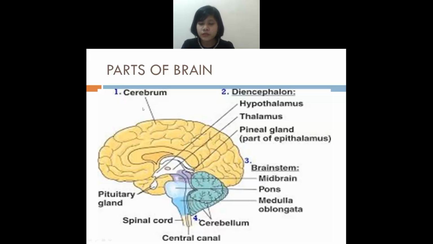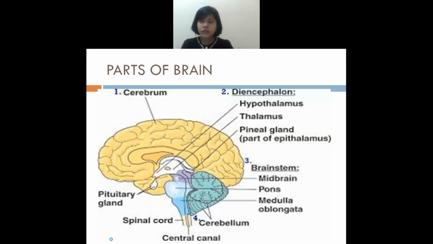So the first one is the cerebrum. This is the cerebrum. Next is the diencephalon. In the diencephalon, you will find the hypothalamus and thalamus. And next is the brainstem. In the brainstem, you will find the midbrain, then pons and medulla oblongata. And next is the cerebellum. So these are the four parts of the brain.